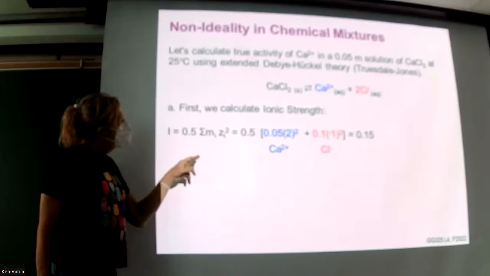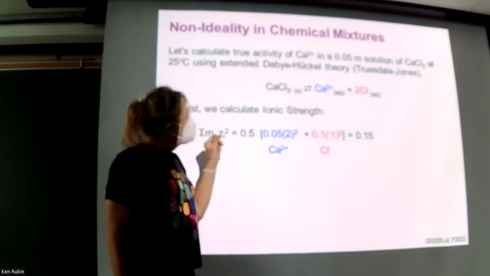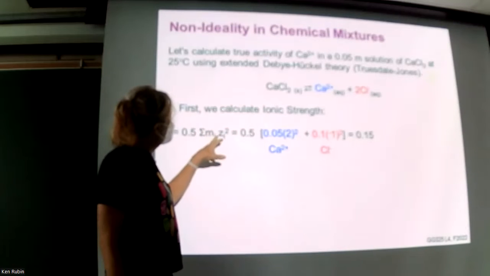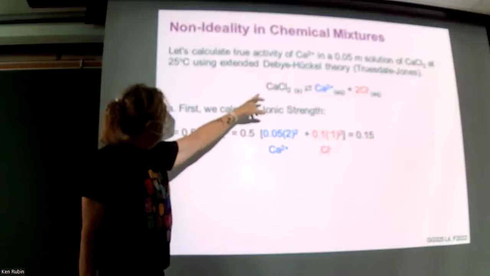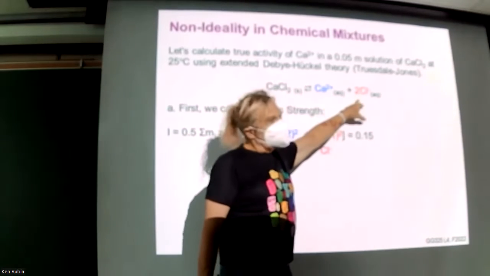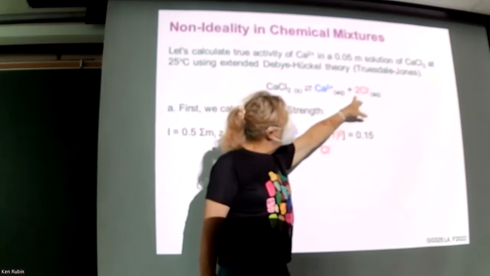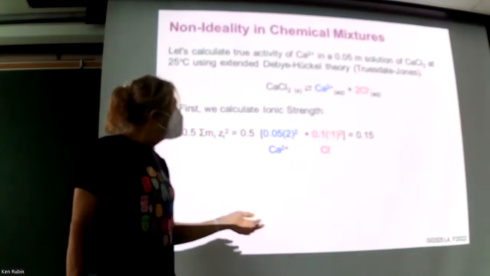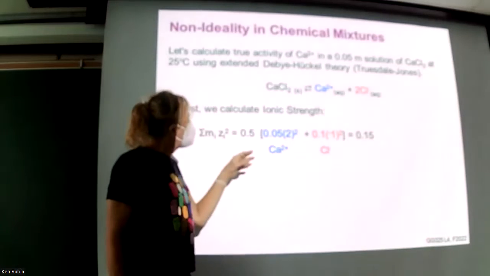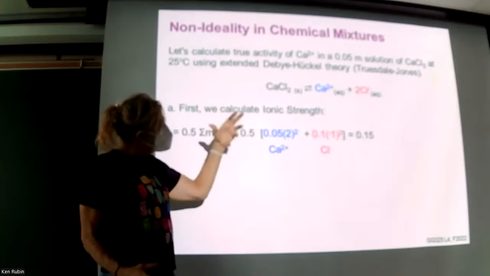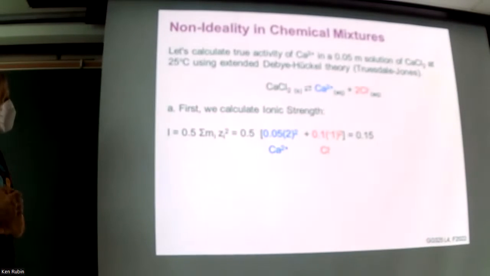And then when we go to our chloride ions, the molality, you have to think through it for a second, but the molality is 0.1, because 1 mole of this dissolves to make 2 moles of that. So it's a 0.05 molar solution of calcium chloride, which means we get 0.1 moles of chloride. That's why that's a 0.1. And then it's got a charge of 1, which is squared. So we sum those things up, take half of the sum, and come up with a value of 0.15. So the ionic strength of that solution is 0.15.